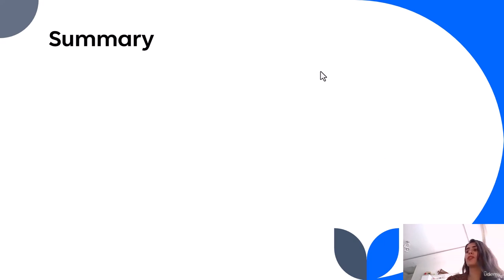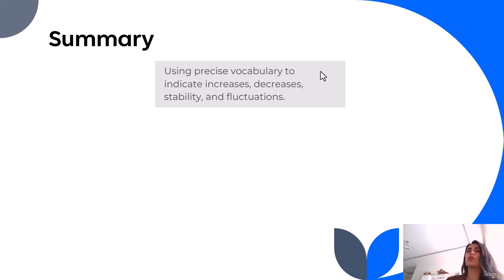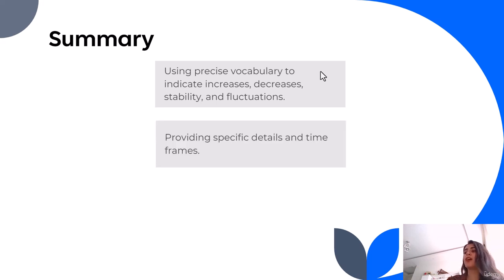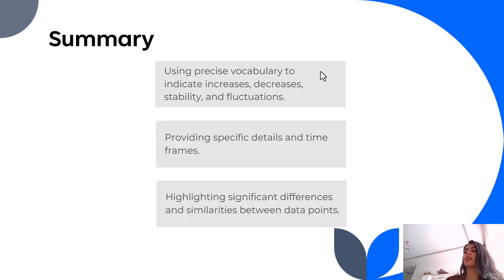To summarize, effectively describing trends and making comparisons involves using precise vocabulary to indicate increases, decreases, stability, and fluctuations, providing specific details and time frames, highlighting significant differences and similarities between data points. Practice these skills regularly to become more confident and accurate in your descriptions.